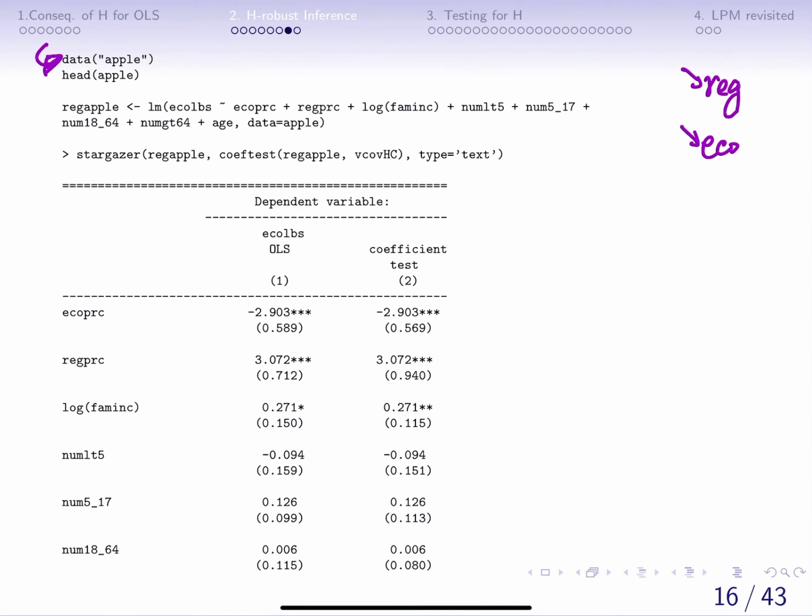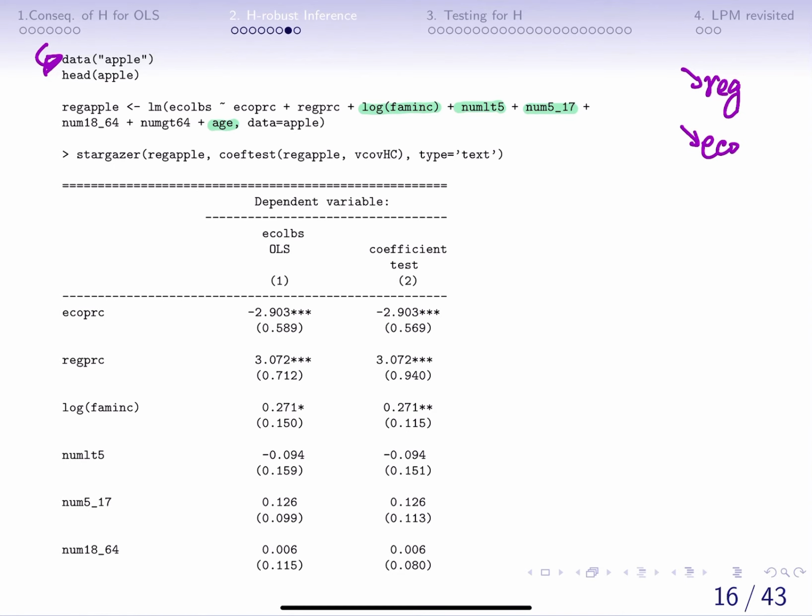Now, they obviously collected other sorts of information about the family. So you have lots of variables here that tell you about, let's say, the family income, the age of the head, and then the number of people who are below the age of 5 or between 5 and 17, and so on and so forth.